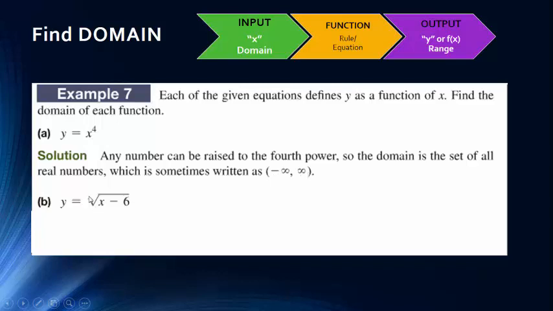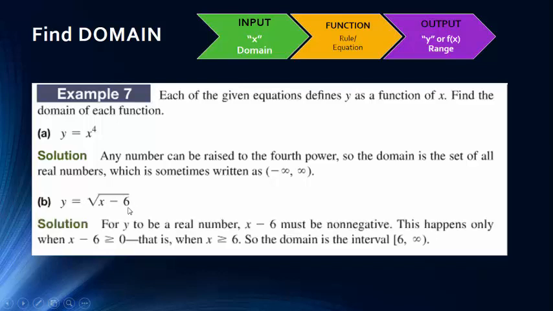In B, we have an even-rooted radical. So this is when we set the inside, the radicand, greater than or equal to 0. When we do that, x minus 6 is greater than or equal to 0, and solving for this, we get x is greater than or equal to 6. Using interval notation, which documents a number line, this is answered as square bracket 6, comma, infinity, parenthesis. We use the square bracket because we are including the value of 6, greater than or equal to. If this was x greater than 6, it would be parenthesis 6, comma, infinity, parenthesis.